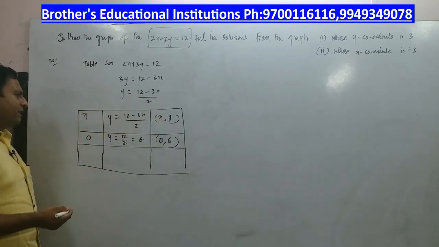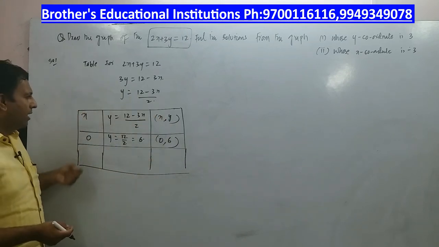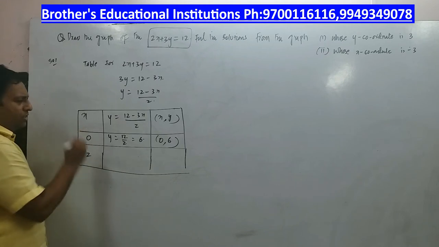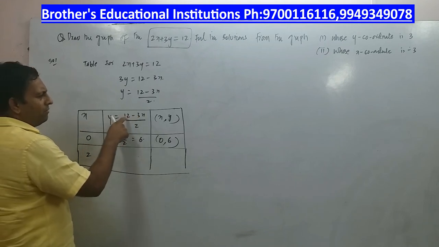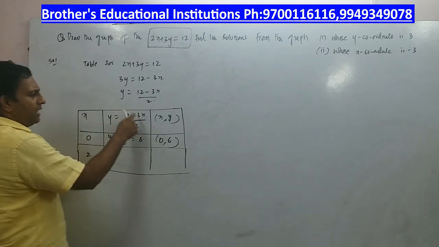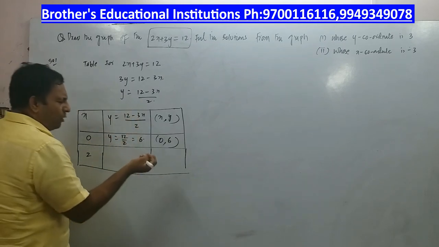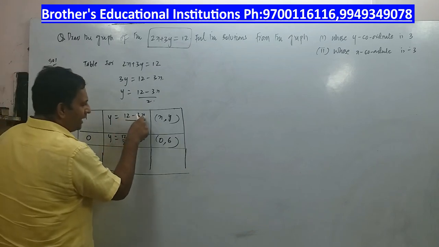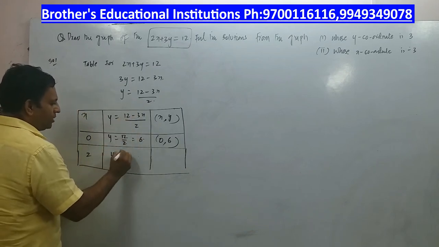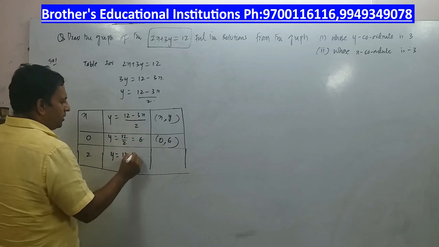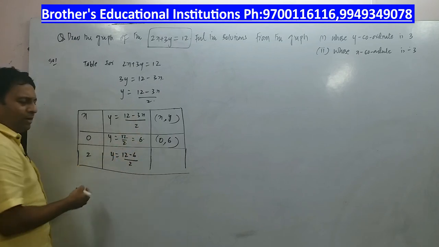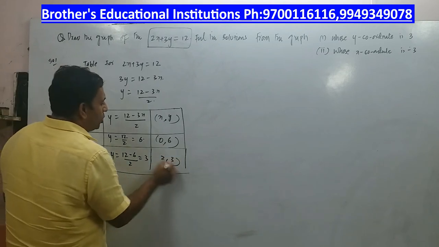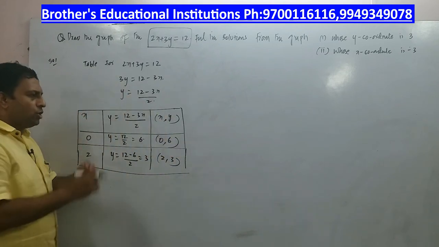Now some other value of x you can try. This time I will try x is equal to 2. You can try with 1. What is 12 minus 3? 9. 9 by 2 is 4.5. I don't want a rational number, I want a whole number. So I'll go with 2. 2 3s are 6. Now what will I get? y is equal to 12 minus 2 3s are 6 by 2. What is 12 minus 6? 6. 6 by 2 is equal to what? 3. So I get 2 comma 3. 2 points are sufficient for us to draw a line.